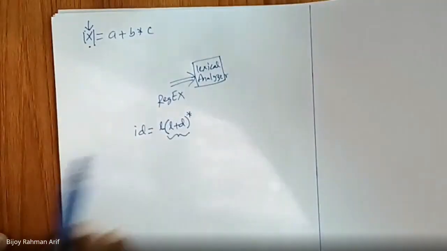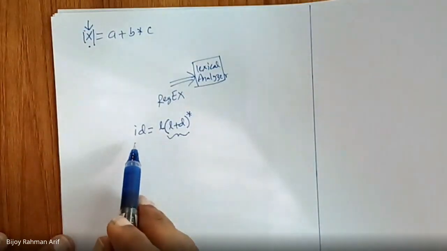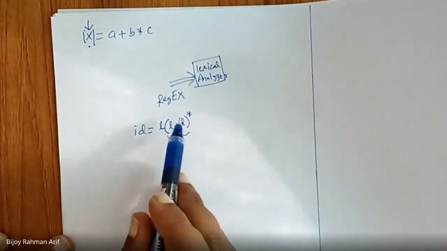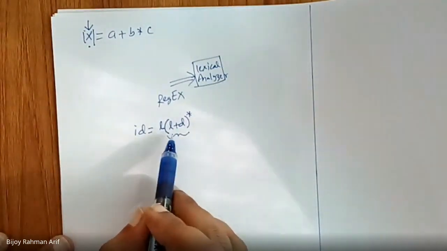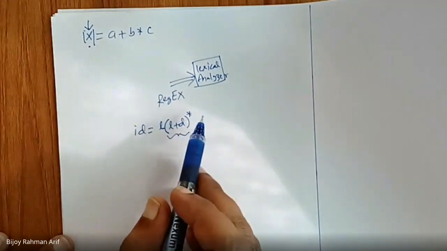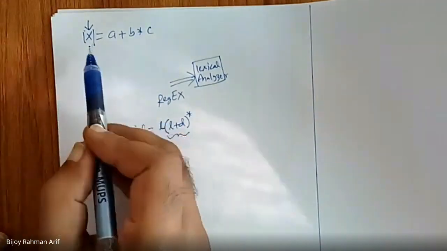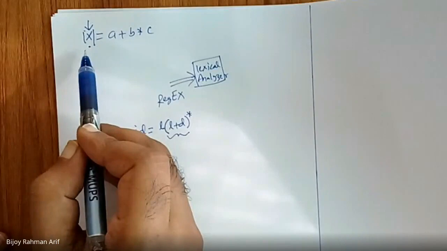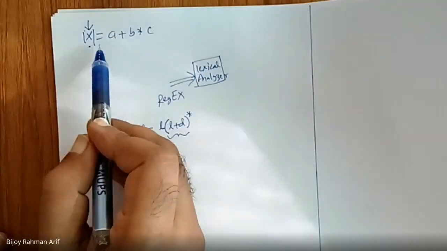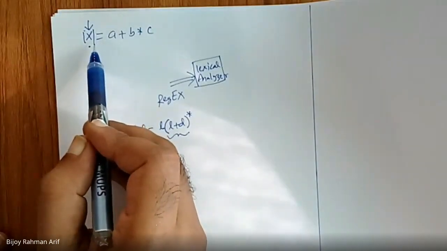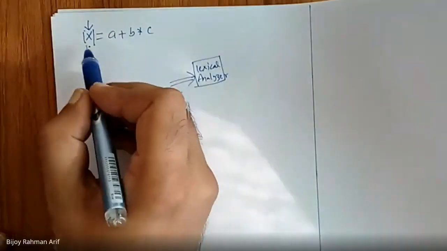If they give this pattern, ID is equal to L followed by any number of letters or digits, it must start with a letter, then follow with any number of letters or digits. Then it starts reading from here. It reads X. Then it tries to read equal. Does equal belong to L plus D? No. Then the pattern ends, but X belongs to this pattern.